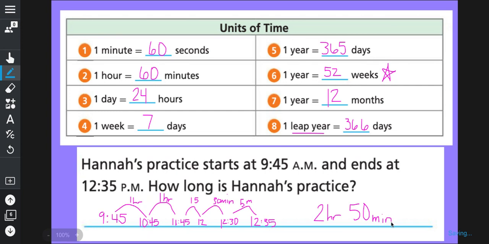Make sure you put your labels with your answers. Do not write this as 2:50 because that is a time on a clock and not the passing of time. So that is not how we write this.